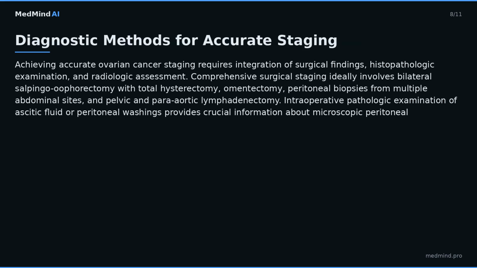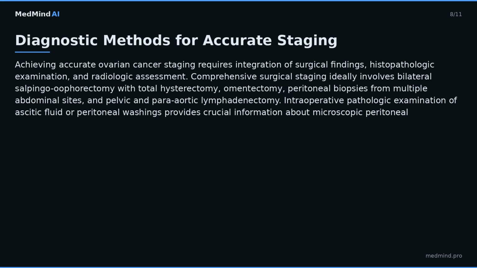Diagnostic methods for accurate staging. Achieving accurate ovarian cancer staging requires integration of surgical findings, histopathologic examination, and radiologic assessment. Comprehensive surgical staging ideally involves bilateral salpingo-oophorectomy with total hysterectomy, omentectomy, peritoneal biopsies from multiple abdominal sites, and pelvic and paraortic lymphadenectomy. Intraoperative pathologic examination of ascitic fluid or peritoneal washings provides crucial information about microscopic peritoneal involvement.